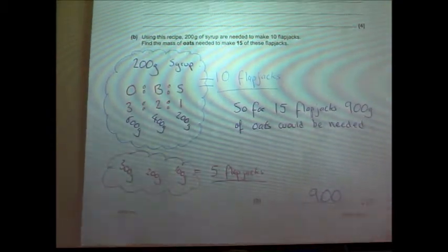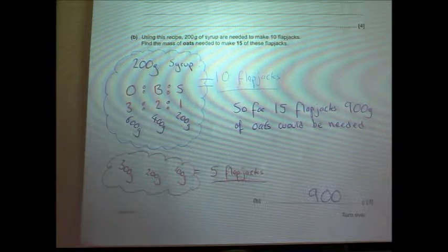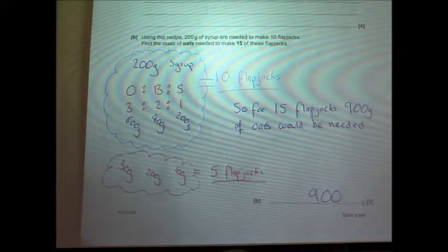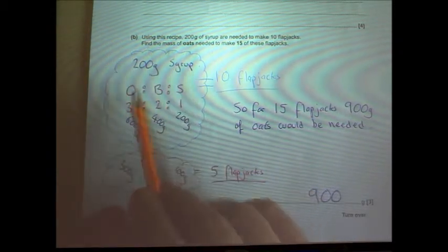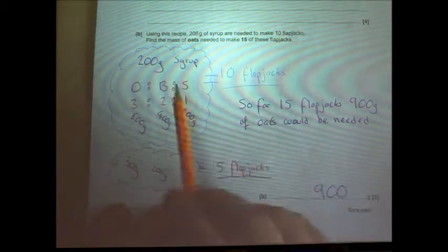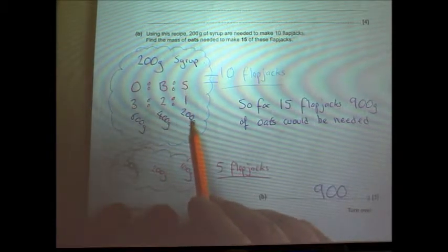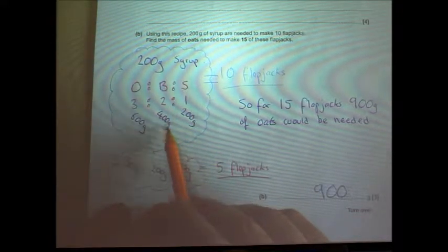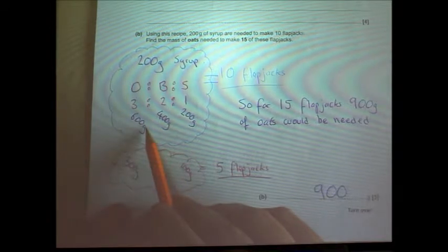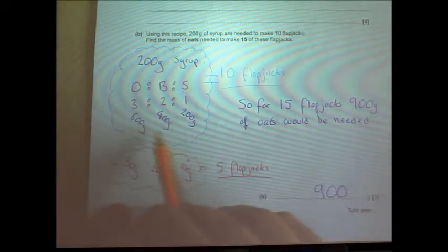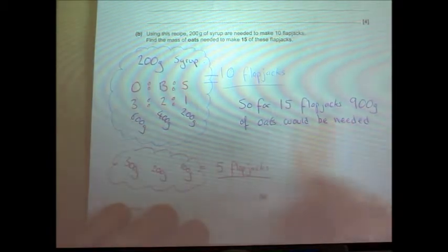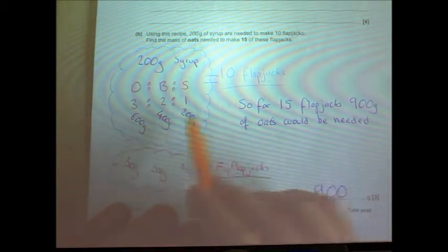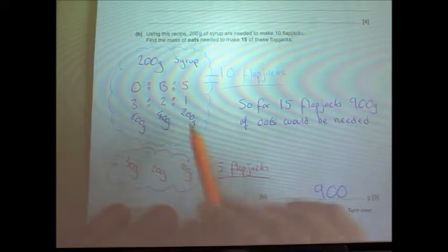Part B. Using this recipe, 200 grams of syrup are needed to make 10 flapjacks. Find the mass of oats needed to make 15 of these flapjacks. Right, so 200 grams of syrup. This is the ratio we had before, it's the same as above. And they're telling us we're using 200 grams of syrup. So this is for 10 flapjacks. So 1 part is 200 grams, 2 parts will be 400 grams, and 3 parts for the oats is 600 grams. So all together for the 10 flapjacks, you're using 1,200 grams.